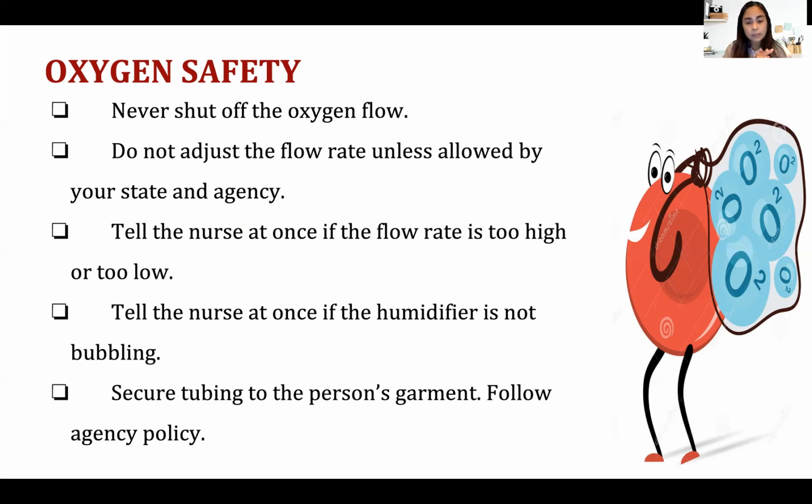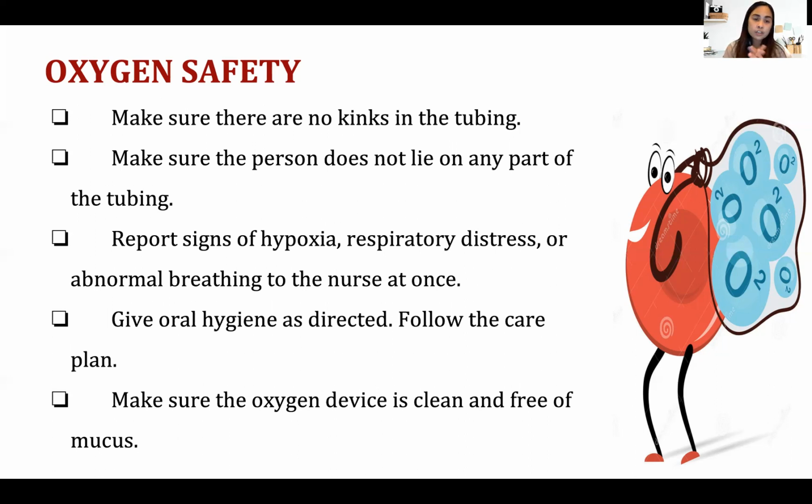Secure tubing to the person's garment. Follow the agency protocol. Make sure there are no kinks in the tube because the oxygen will not pass through the tube if there are kinks. Make sure the person does not lie on any part of the tubing. Report signs of hypoxia, respiratory distress, or abnormal breathing at once.